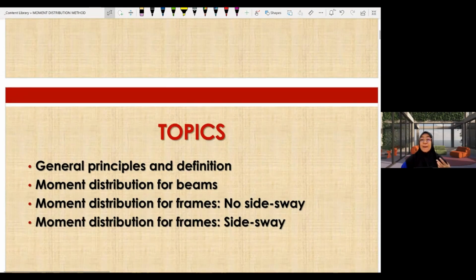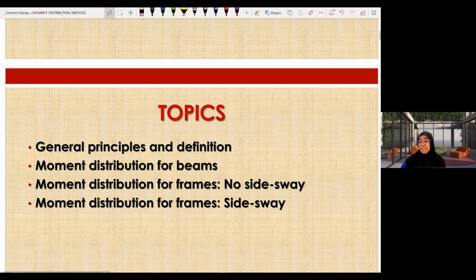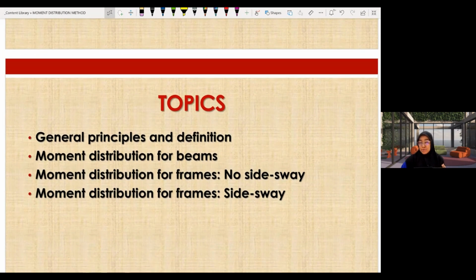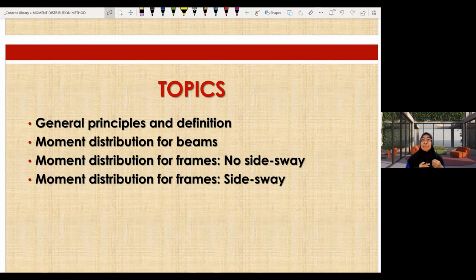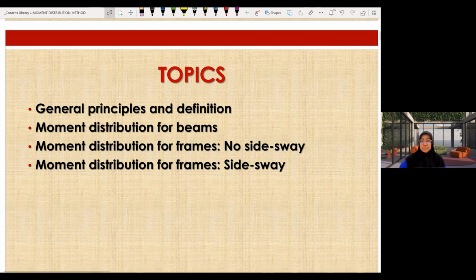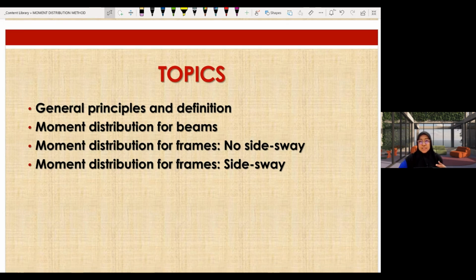And please remember that by using the moment distribution method, the final goal is to calculate the member end moment. That's the final goal, the member end moment. We will calculate the member end moment using the distribution table.